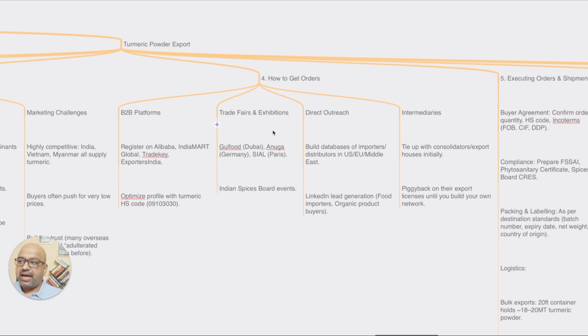So many people have the challenge. We are addressing the elephant in the room. So how do I get orders? Where do I get the buyers? Use the B2B platforms. Many people say B2B platforms are not genuine. See, there are a mixed set of people. Some are genuine, some are scammers, some are frauds.